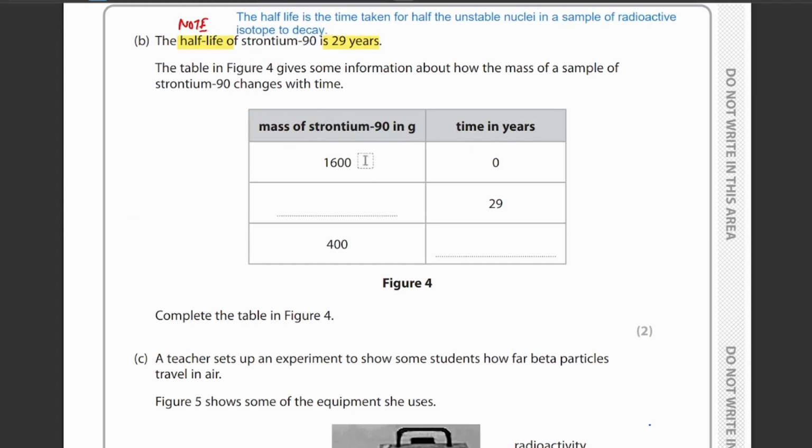How do you work out the mass? You're starting off with 1600. After one half-life, which is 29 years, the mass would have halved, which is 800. And then after the second half-life, it has gone down to 400. So the time would have doubled: 29 times 2 gives you 58 years. So the answer is 58. Moving on to the next question.